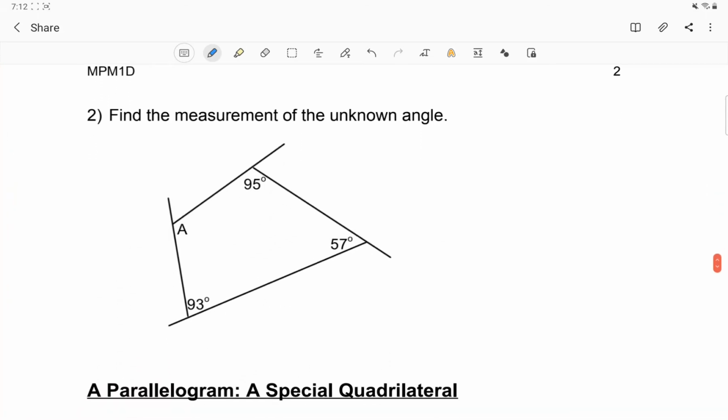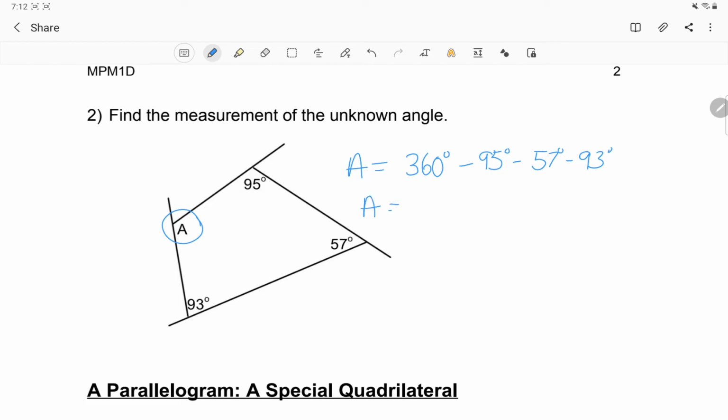Example number 2. Similar idea, but now we're dealing with the interior angle. This time I'll write it like this: I know that the total is 360. I'm subtracting 95 from it, 57, 93. That's what I know my A is.